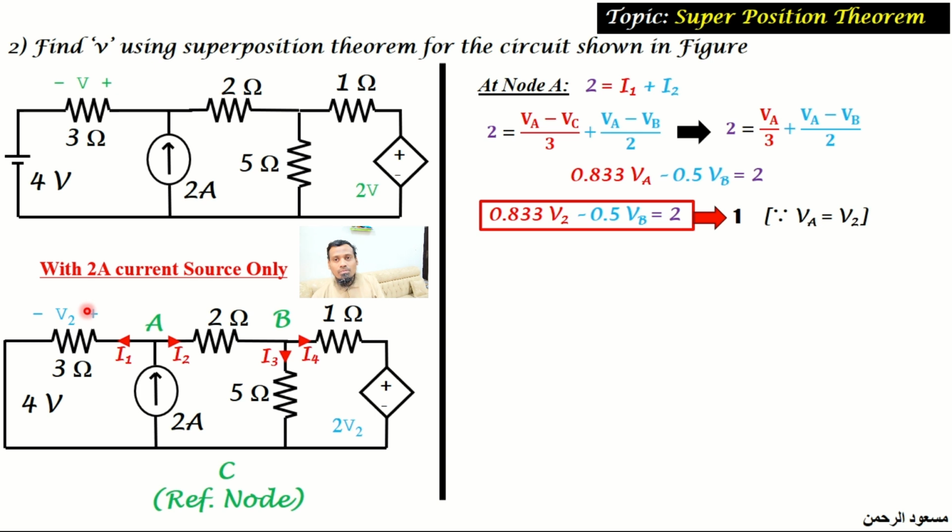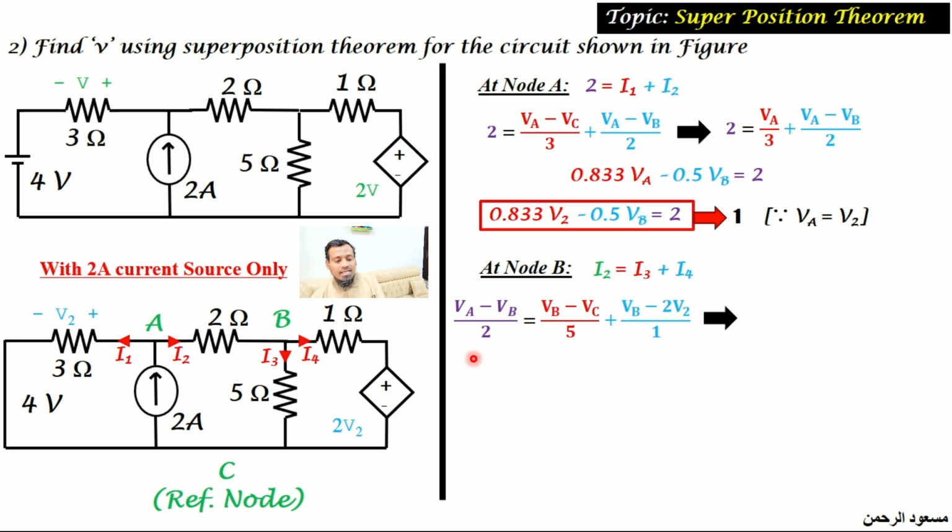Both are the same. So now we will write the current equation at node B. At node B, the current equation is I2, which is the incoming current, equal to I3 plus I4. We will write the current values in terms of node voltages. So I2 is equal to (VA minus VB) divided by 2, equal to I3, which is (VB minus VC) divided by 5. The current I4 is VB minus this dependent voltage source, divided by this 1 ohm. So this is what is written here. Again in this equation, the reference node voltage VC we can make 0, so you will have a slight change in the equation as this.